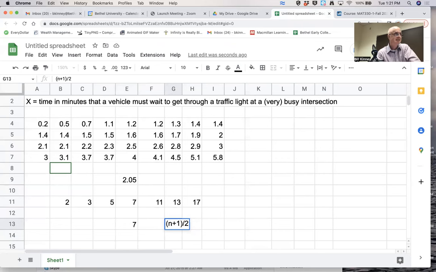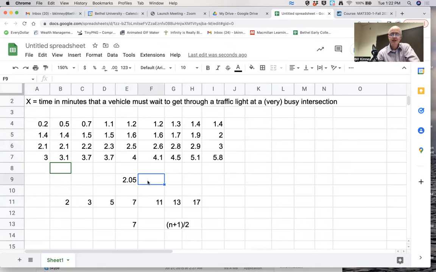And if n is odd, like 7, that's a whole number. 7 plus 1 over 2 is 4. 7 is the 4th number in this list, whether you count from lowest to highest, 1, 2, 3, 4, or from highest to lowest, 1, 2, 3, 4. You're in the same spot. If n is even like 36, then this is not a whole number. 36 plus 1 over 2 is 18.5. There's not a middle number. The 18th and 19th numbers are the two middle numbers. Again, take their average to find that median.